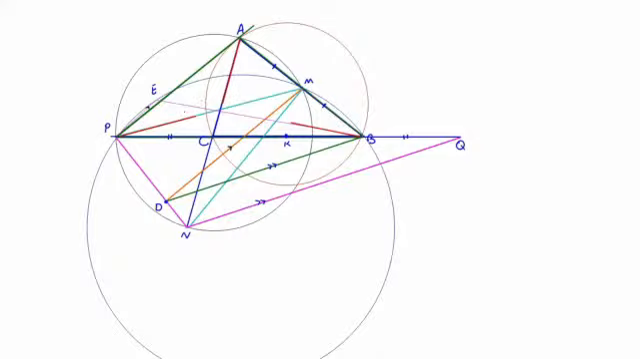So let's see. This angle, it is tangent. So by the tangent-chord angle, it is half of this arc. So it is also equal to this one. It is B, so it is B.